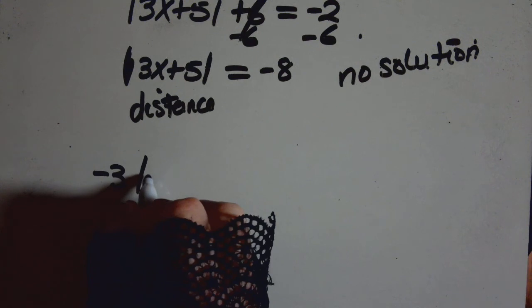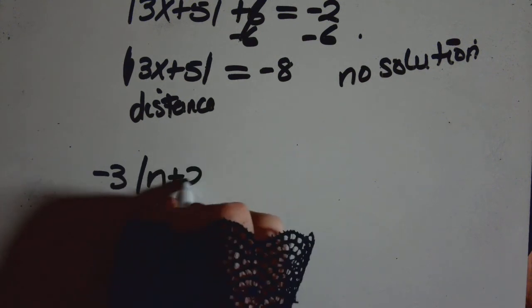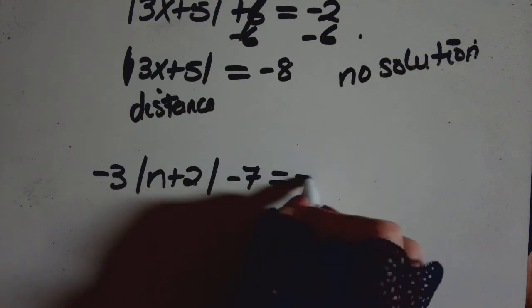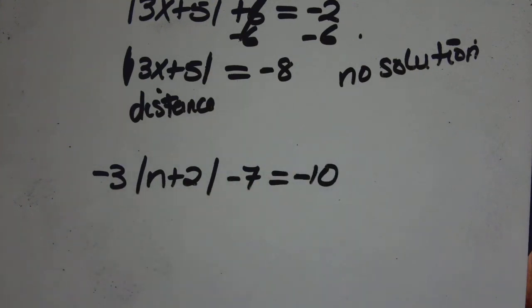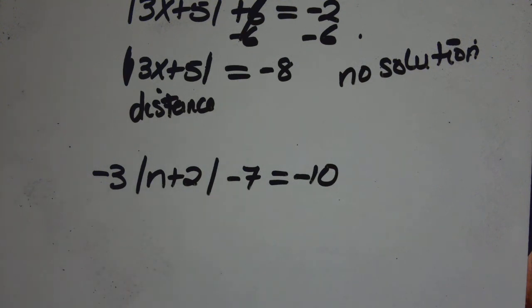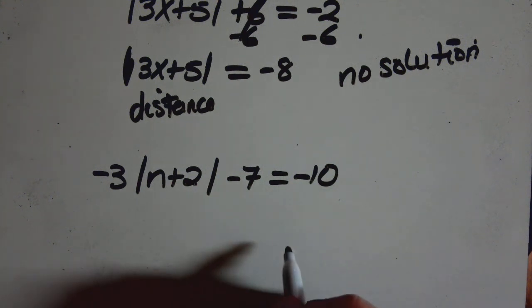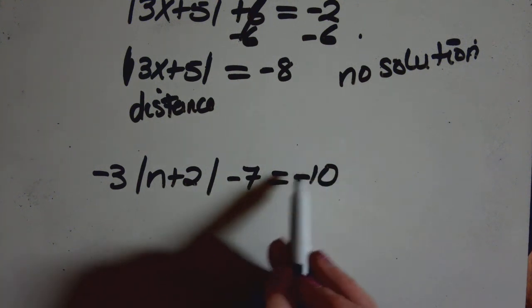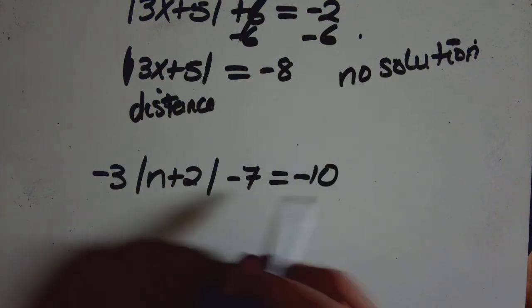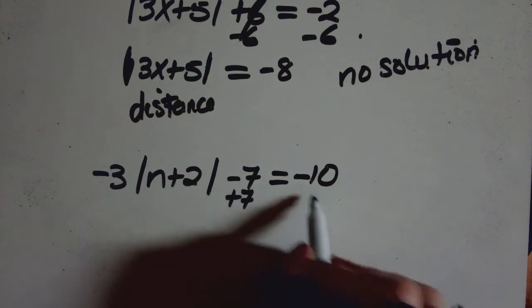-3 times the absolute value of n plus 2, minus 7 equals -10. So remember, we don't decide now just because it has a negative. We have to solve it and then we make the decision if it has no solution or if it has those two solutions. Okay, the only time it would have one solution is if it was equal to 0, because it can be equal to 0, just not a negative number. So let's add 7.